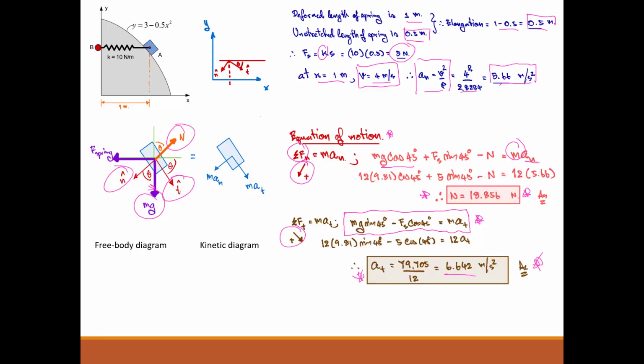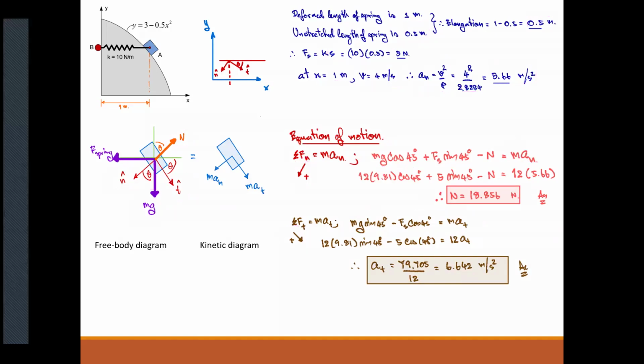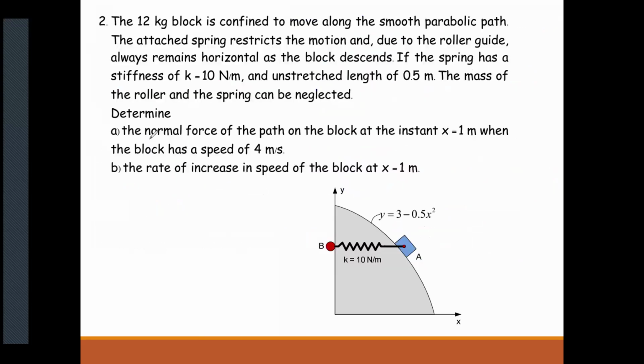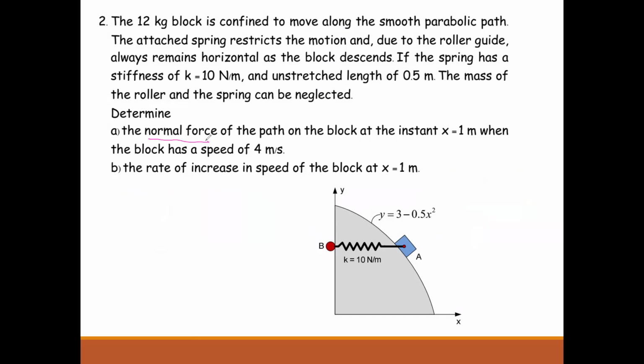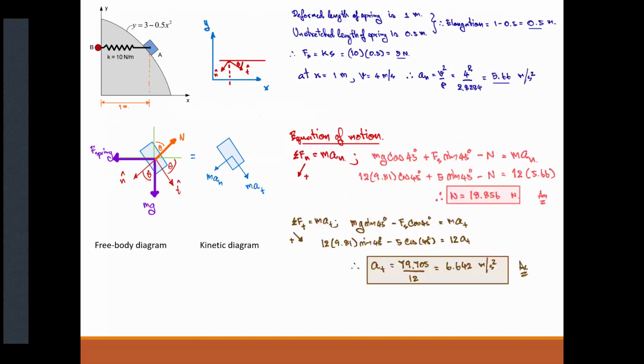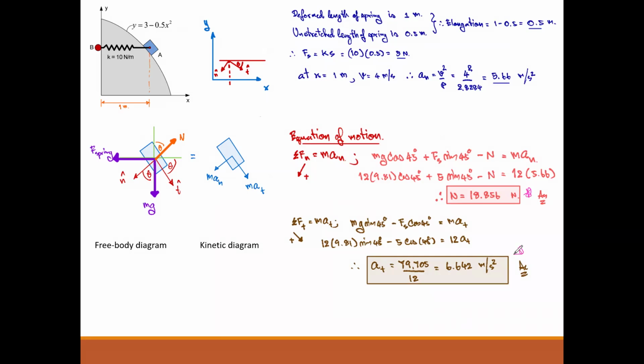We go back to the previous question. You have to conclude the solution correctly also. The problem asks for the normal force N, that is the first answer, right? And the rate of increase in speed. This means that we ask for AT. So for this problem, the solution becomes this one and this one.